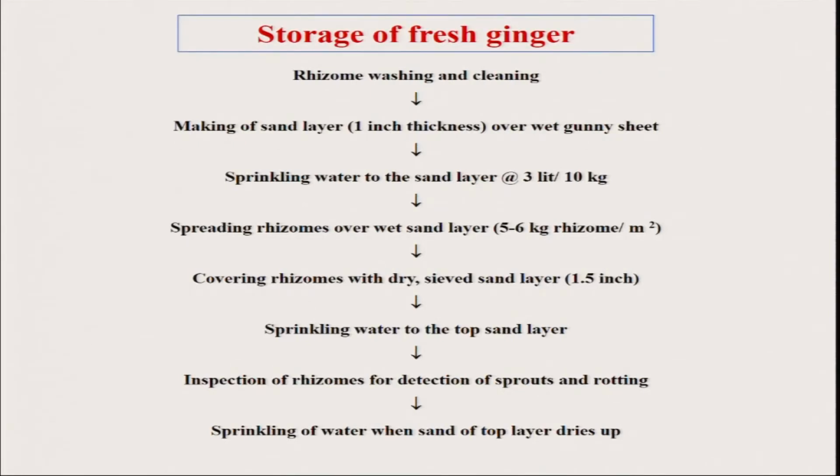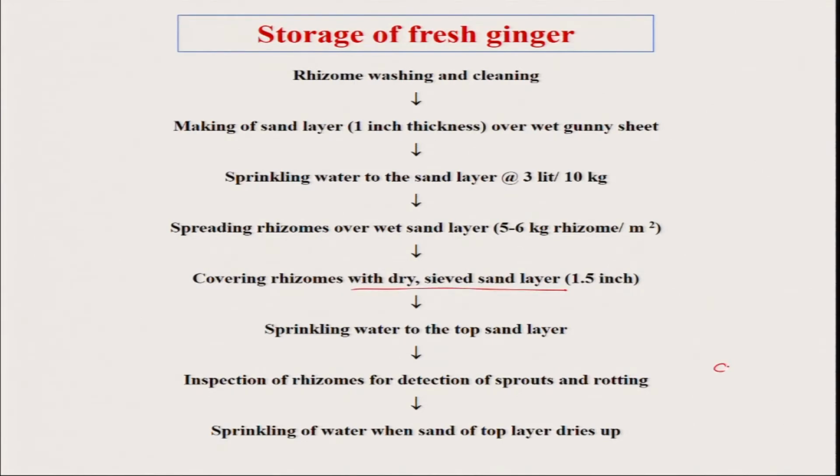Maybe the seed treatment is very important. And if you see how we will store fresh ginger, this is always a process. Every farmer does not have the capacity for cold storage, or may not be able to sell immediately in the market. So, first rhizome washing and cleaning, then you can make a sand layer in your field, in your pit. After that, you can spread the rhizome, 5 to 6 kg per square meter. Again cover the rhizome with another sand layer.